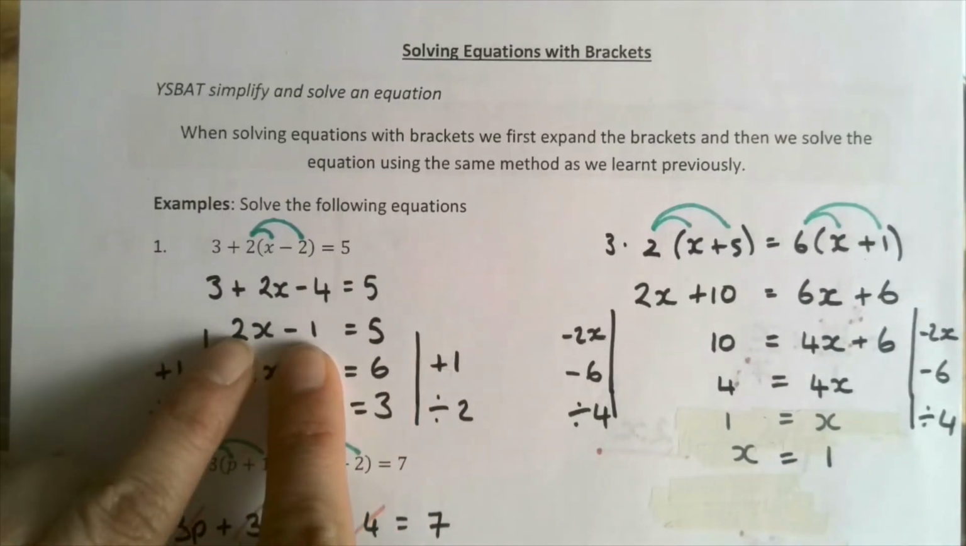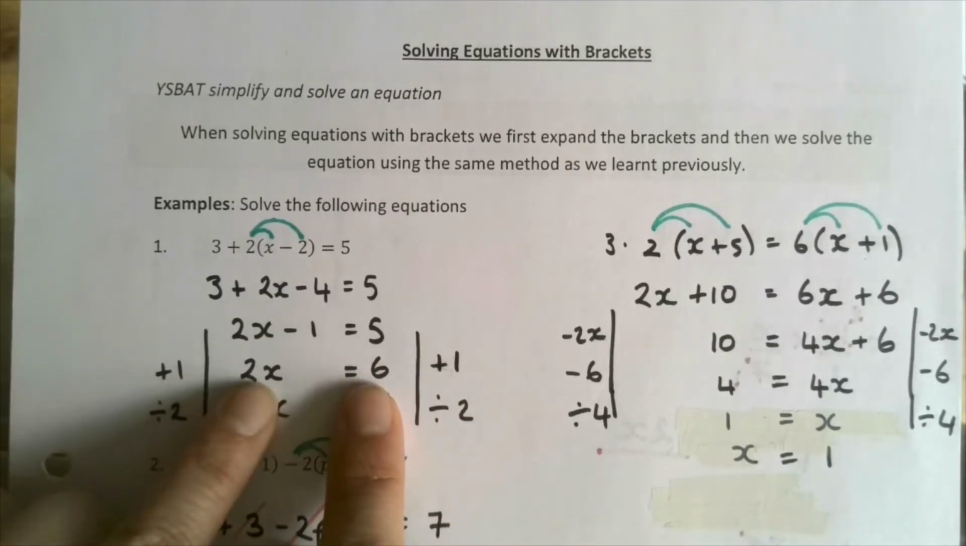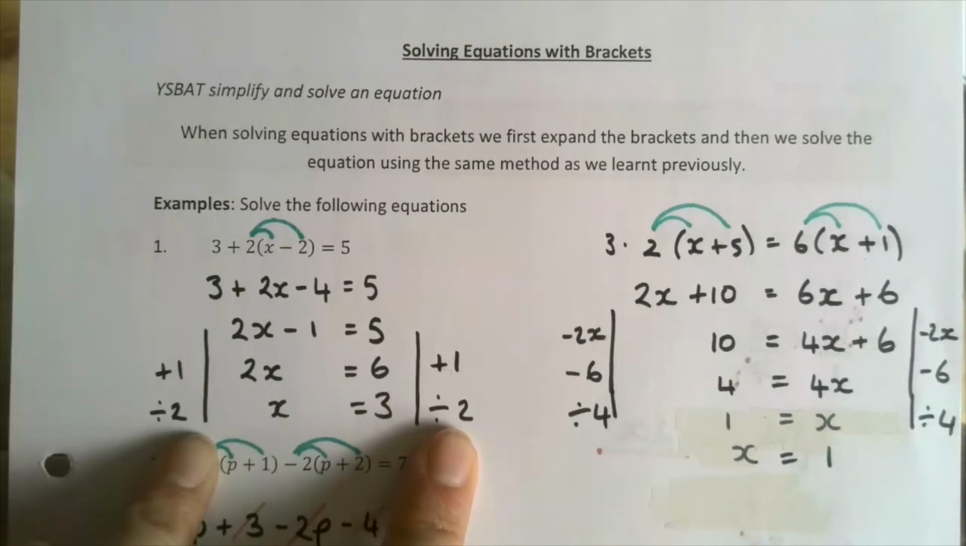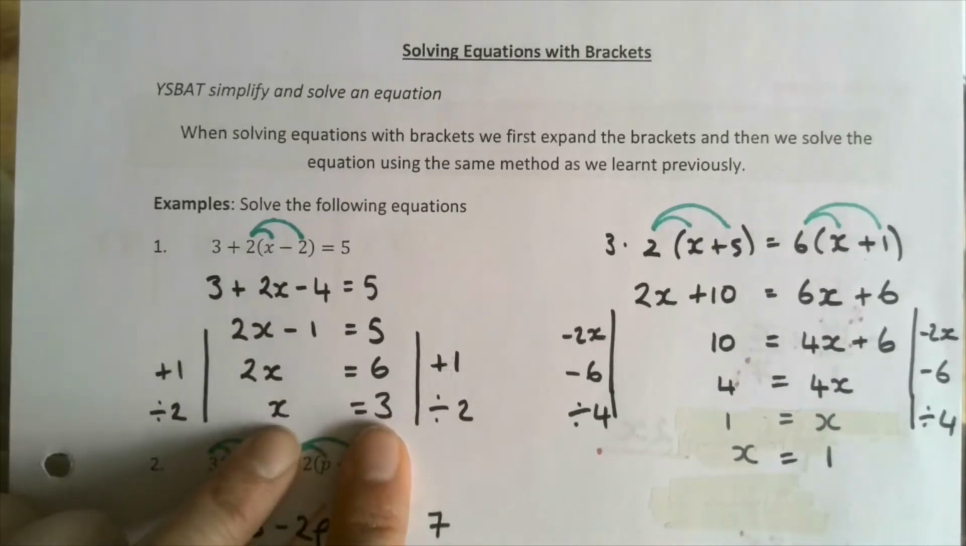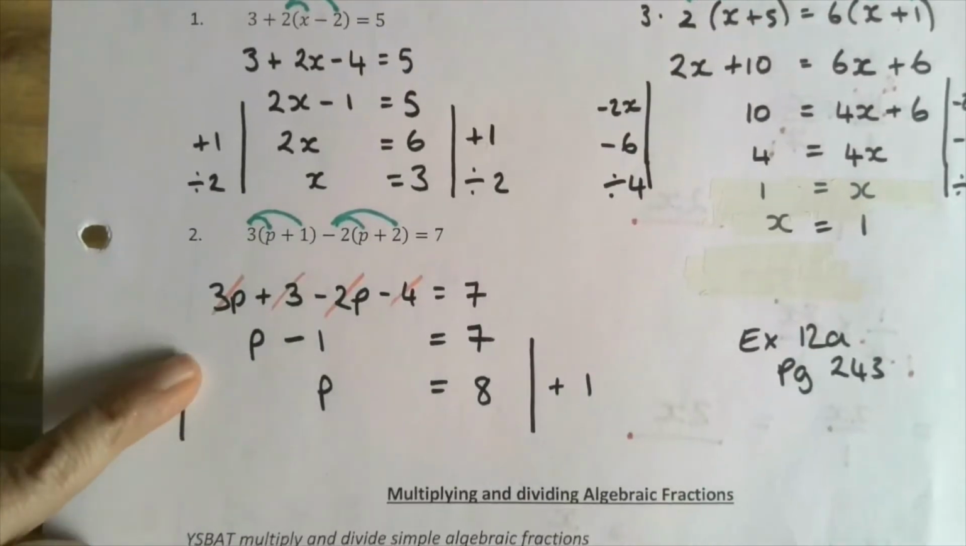So we do the opposite of that. We add 1 first of all, and that gives us 2x equals 6. And then we divide both sides by 2, and that gives us x equals 3. Okay, example 2 down here.